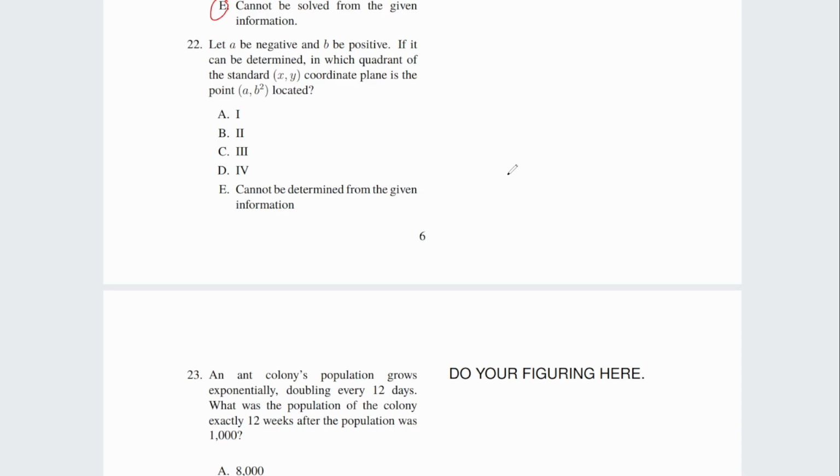Question 22 asks, let a be negative and b be positive. If it can be determined, in which quadrant of the standard xy coordinate plane is a, b squared located?